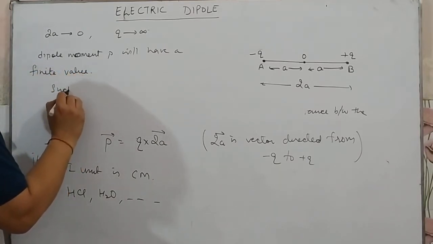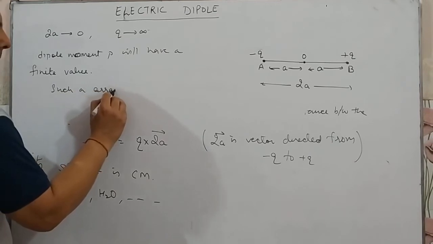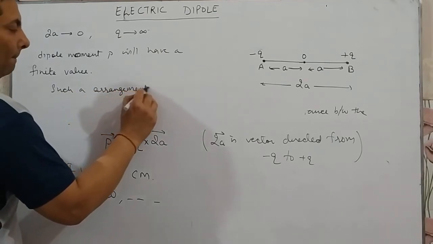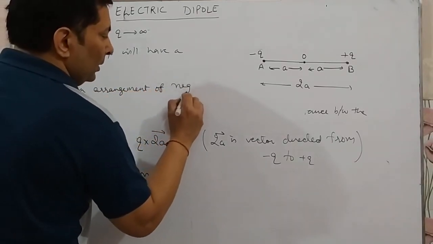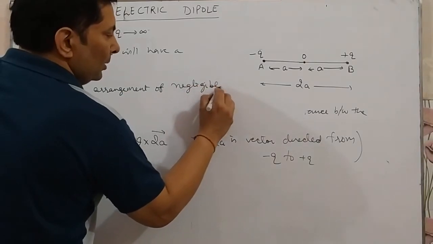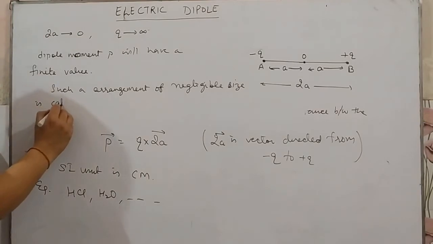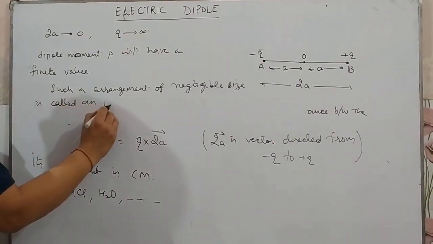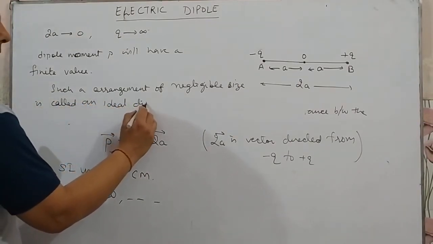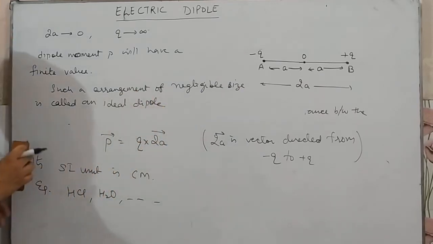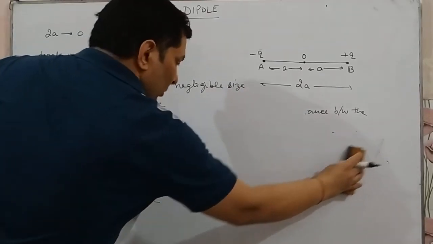Such an arrangement of negligible size is called an ideal dipole. Okay, so this is all about the dipole.